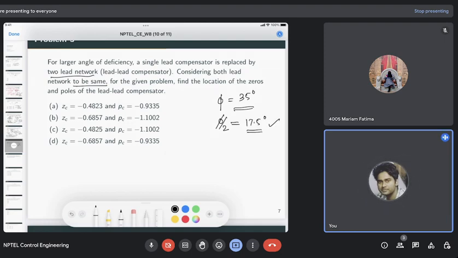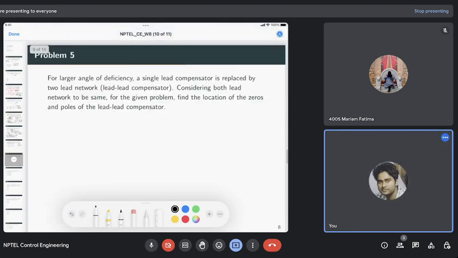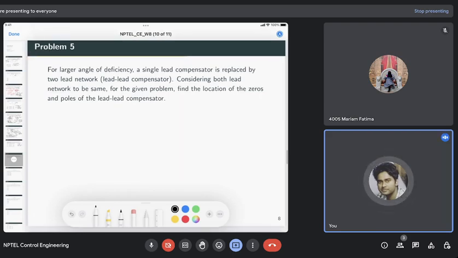If each provides this much angle, then the location of the zero and pole of each compensator is the same, since the compensators are identical, so their zero and pole will be located at the same place. How to compute that? Again we use the same formula. First we compute this gamma.